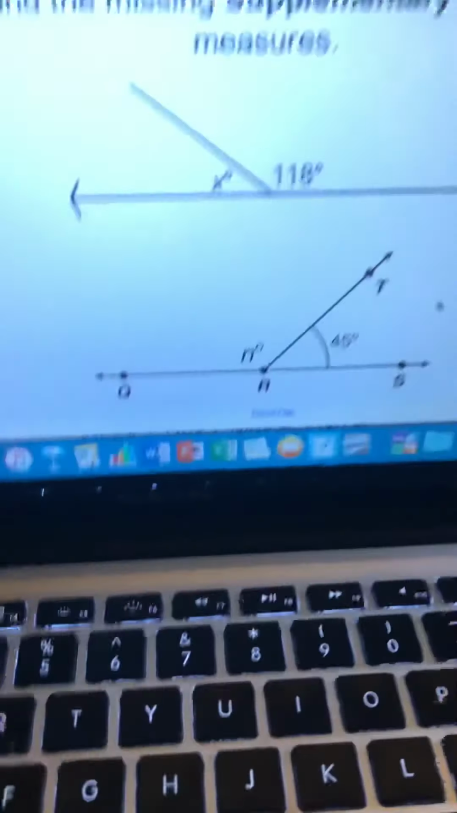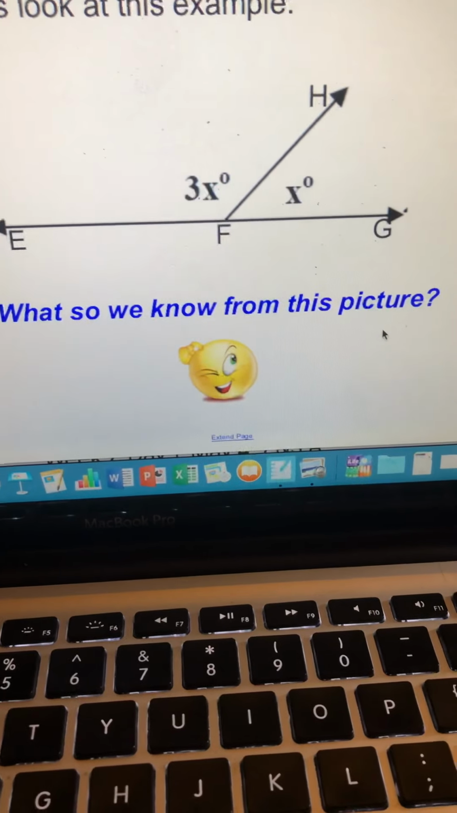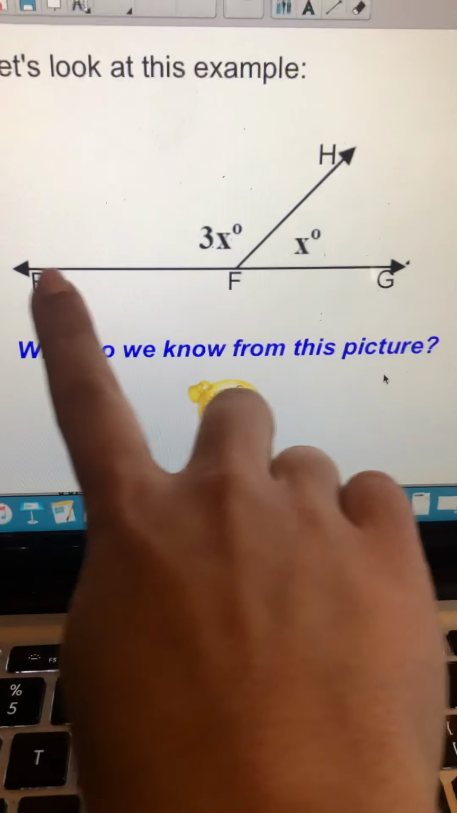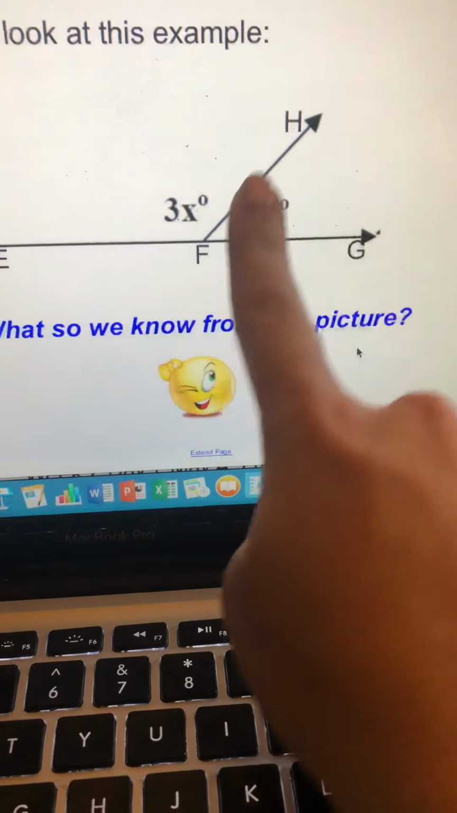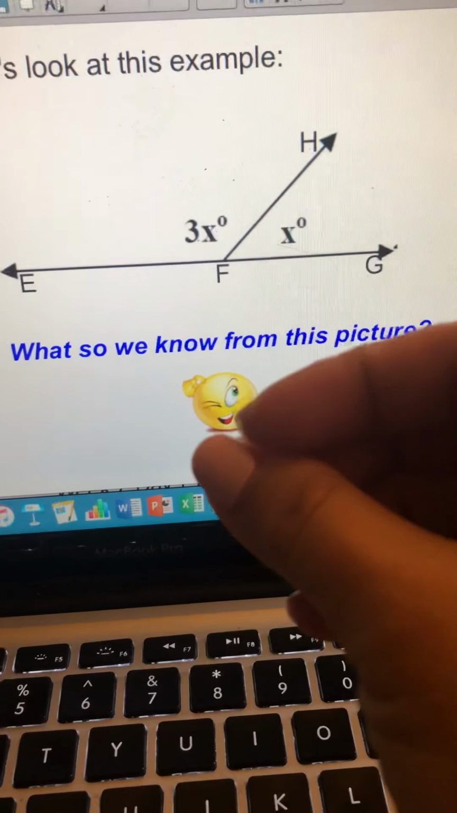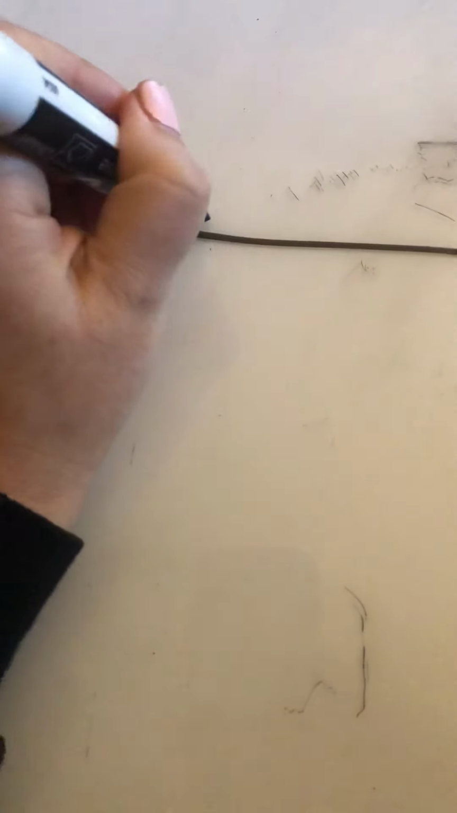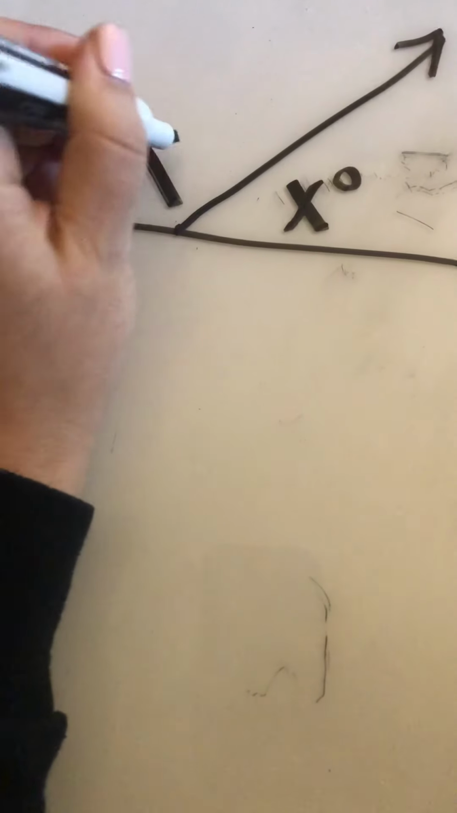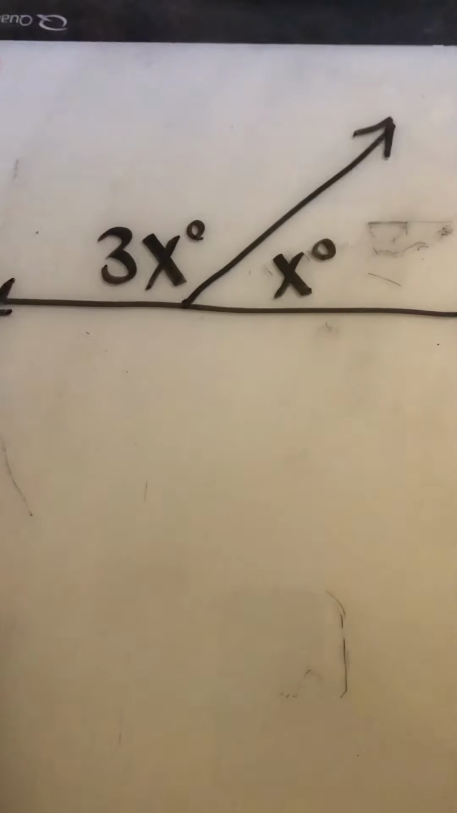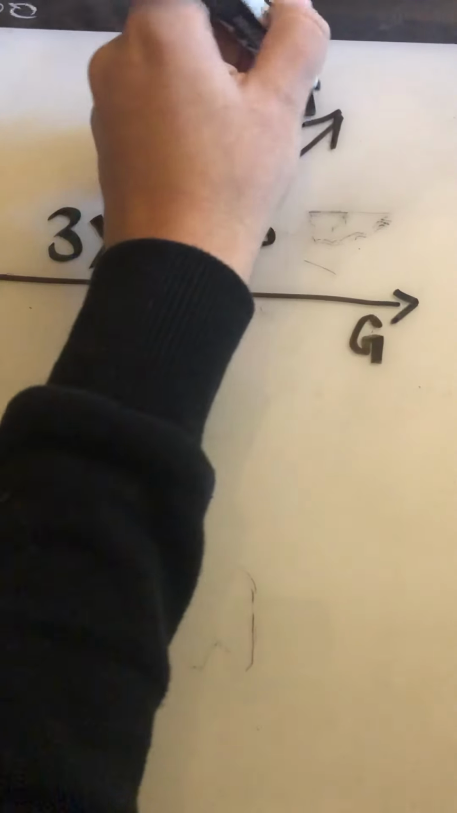Okay, now we're going to introduce our algebra to it. So, given this picture, I want you all to realize that we are still forming a straight line. So this angle EFH and this angle HFG, when you put them together, they equal 180 degrees. So I'm going to write that supplementary angle here. So we have it splitting, and we have x, and then we have 3x. So the reason why it's with algebra now is because we have these variables involved. Okay, EFG, and then we have H at the top.